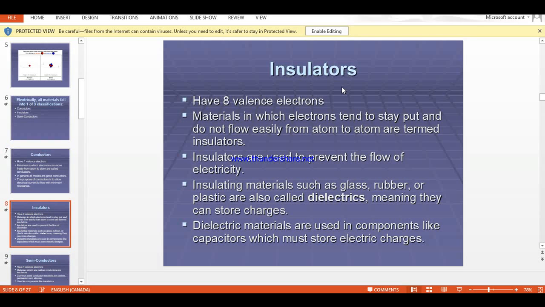Now, here we will discuss insulators. Insulators have 8 valence electrons. Materials in which electrons tend to stay put and do not flow easily from atom to atom are termed insulators. Insulators are used to prevent the flow of electricity. Insulating materials such as glass, rubber or plastic are also called dielectrics, meaning they can store charge. Dielectric materials are used in components like capacitors, which must store electric charge.